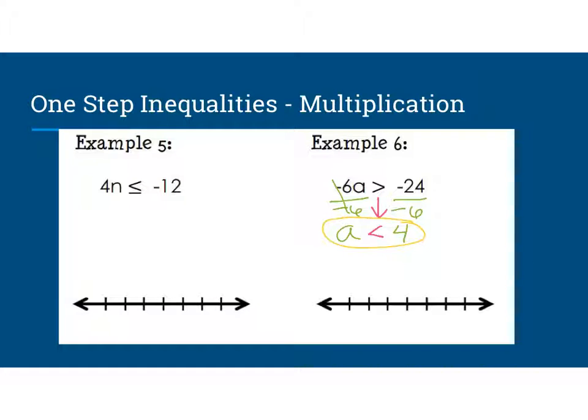in my answer. Again, when I graph it, I'm going to have an open circle because it's not going to include 4. So when I graph this on the number line, I'm going to have 1, 2, 3, 4, 5, 6, 7, an open circle on 4, and my arrow is going to include anything that is less than 4.